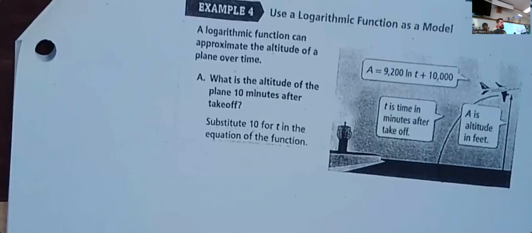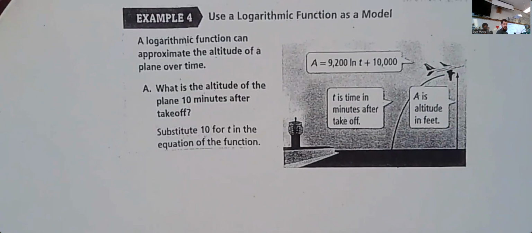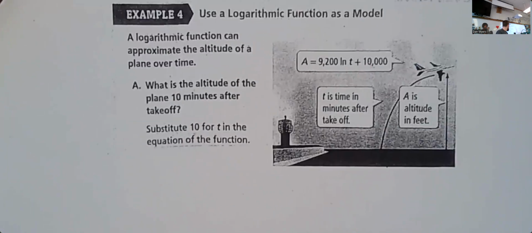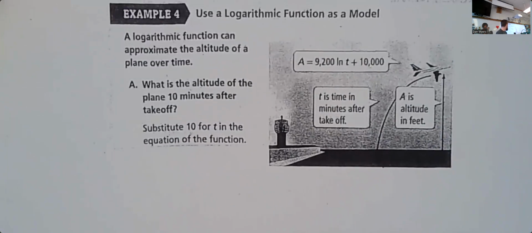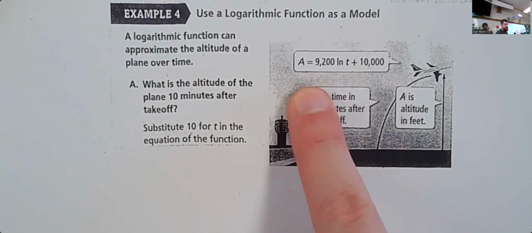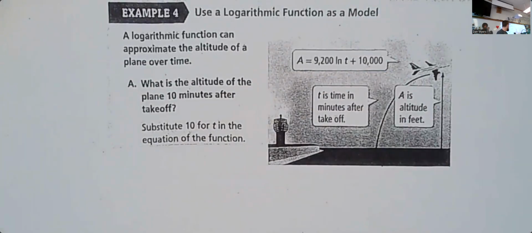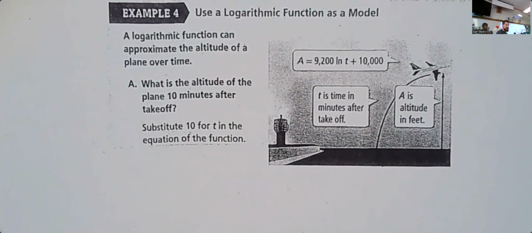Here we go. So now we get to actually use some of this stuff that you might actually see in real life. So in terms of flight, we use a logarithmic function as a model. A logarithmic function can approximate the altitude of a plane over time. What is the altitude of the plane 10 minutes after takeoff? So here's our function. It says A for altitude is equal to 9,200 multiplied by the natural log of t, which is time, plus 10,000. T is time in minutes after takeoff. A is altitude in feet.